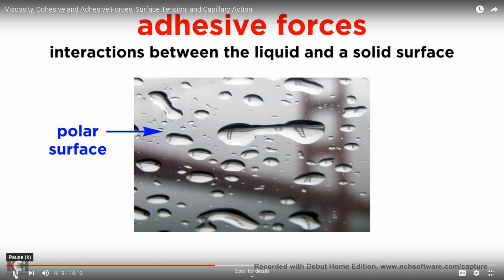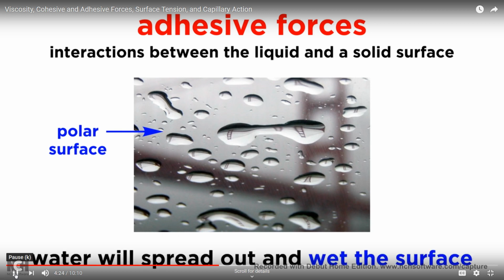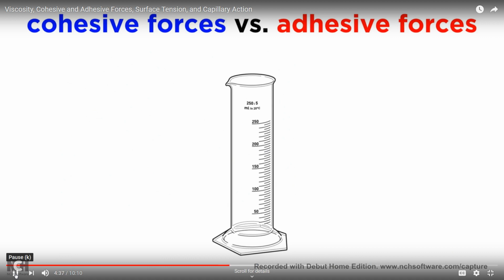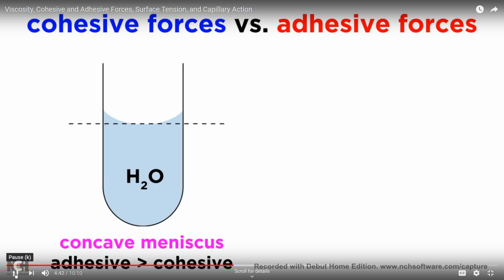But if we place a droplet on glass or another polar surface that will interact with water, it will spread out and maximize interactions with that surface, because in such a case, the adhesive forces are stronger. We can see this happening when we place liquids in a glass tube, like a graduated cylinder. Because water is attracted to the glass, it will form a concave meniscus, meaning that the surface will curve downwards. That is because this configuration will allow water to maximize its interactions with the sides of the glass tube.